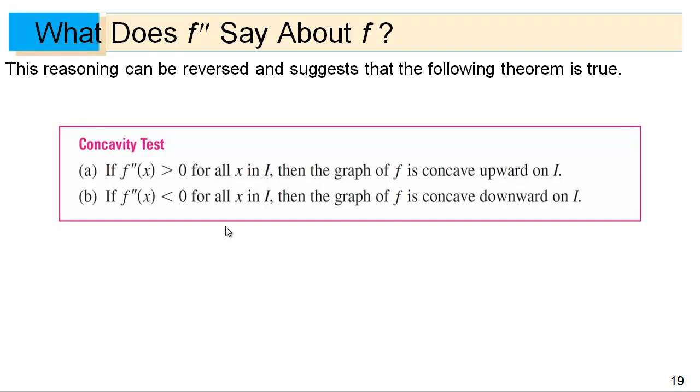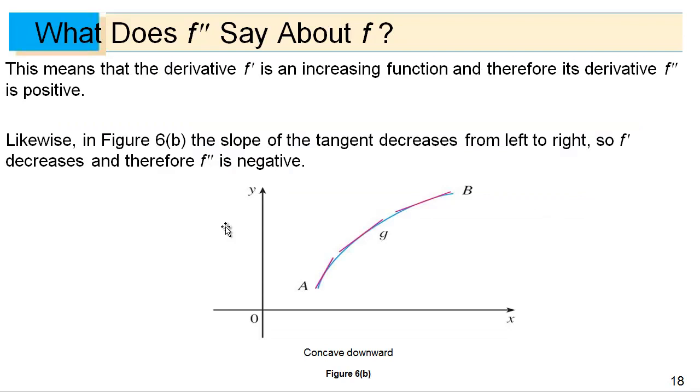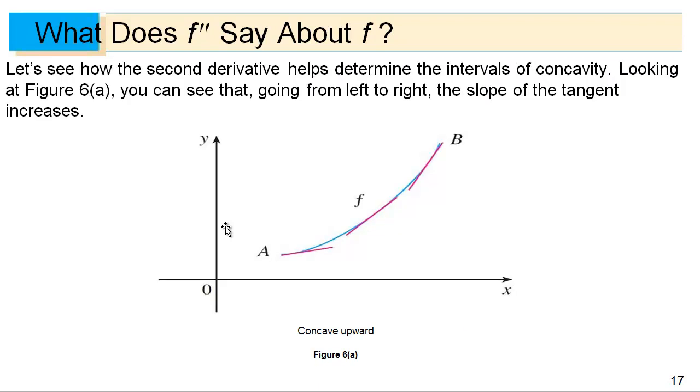So, the concavity test. If the second derivative is greater than 0, then the graph is concave up. It's kind of nice and intuitive, right? Positive number, concave up. Second derivative is negative, negative number, concave down. Look at your pictures, right? That's concave down, and the slopes of the tangent line are getting smaller, therefore your second derivative is negative. There's concave up, your tangents are increasing, therefore your second derivative is positive.